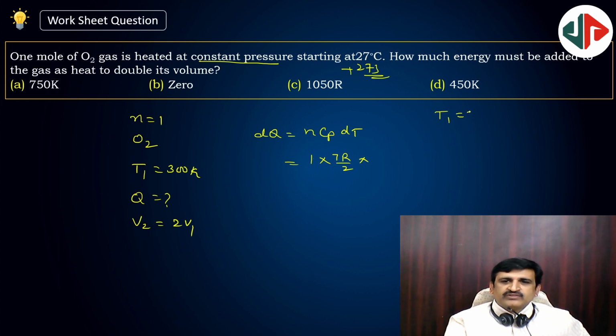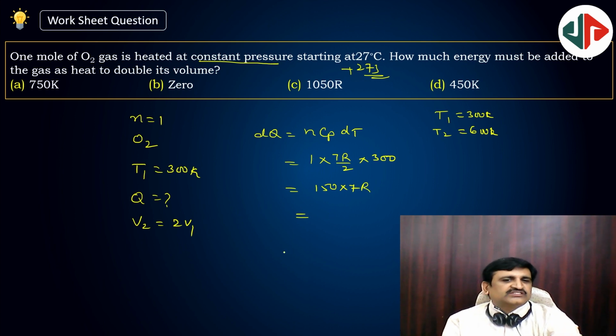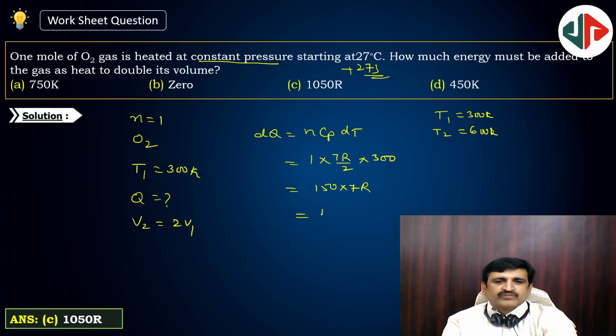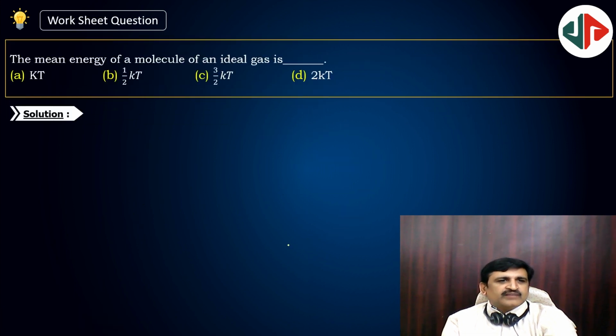T1 = 300 Kelvin. Double its temperature means T2 = 600 Kelvin. The difference is 300 Kelvin. That means 150 into 7R. In terms of R only, 150 into 7R, 7 5s are 35, so 1050R.